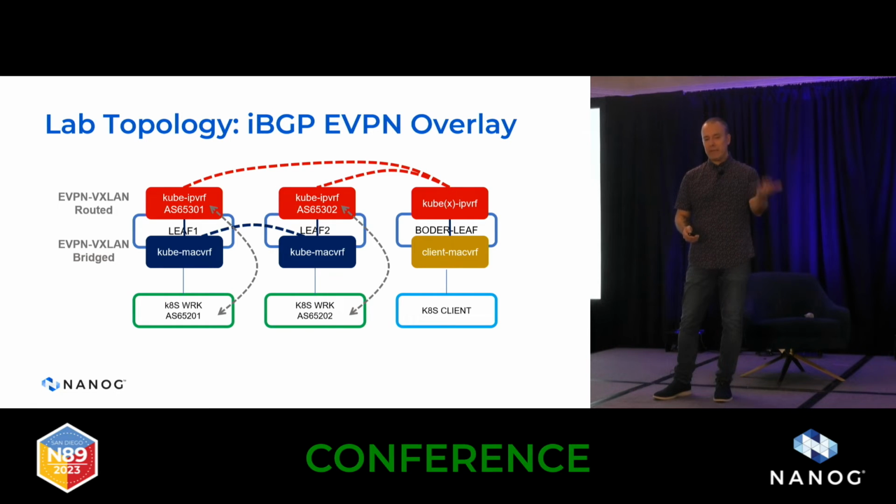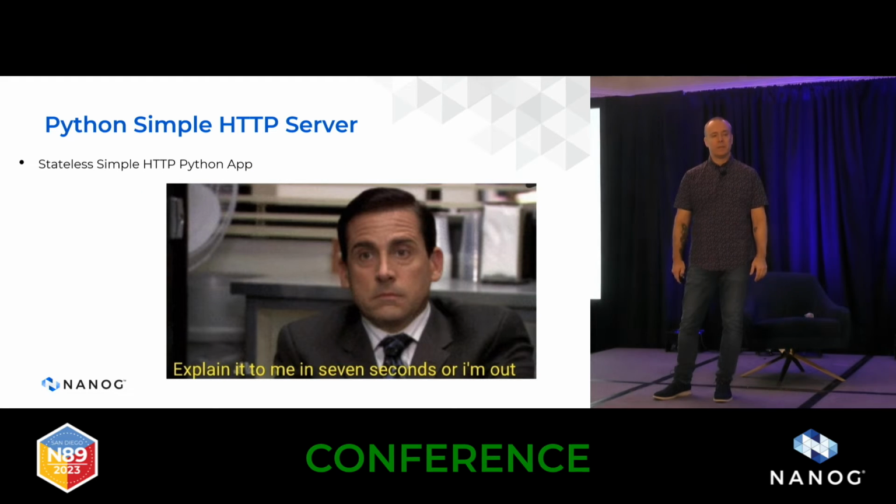Again, I don't have an external load balancer. Everything is actually inside Kubernetes. I'm using BGP to emulate that, and ECMP to spread the traffic across the fabric, the different leaf devices.